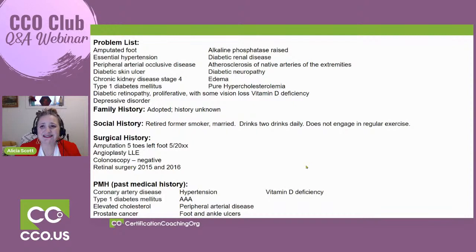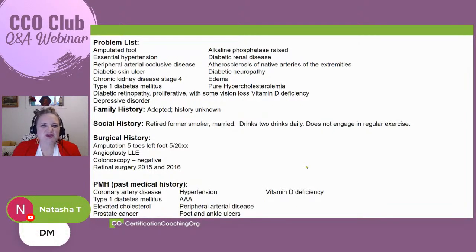We have amputated foot, ding, ding, ding. Things to keep in mind when you're doing risk adjustment is every year, January 1st, even though it sounds ludicrous, whatever diagnoses have been captured the previous year go by the wayside. Why? It has to be reevaluated every year, or you don't get to capture it. So that amputated foot mysteriously grows back every January 1st. We have peripheral artery occlusive disease. So again, that's PAD.